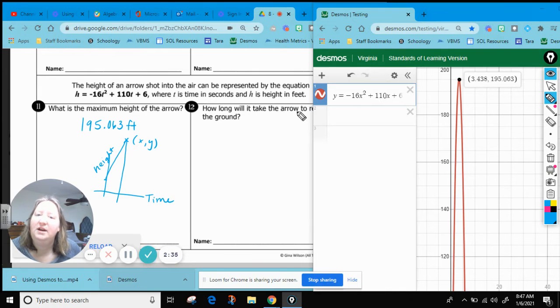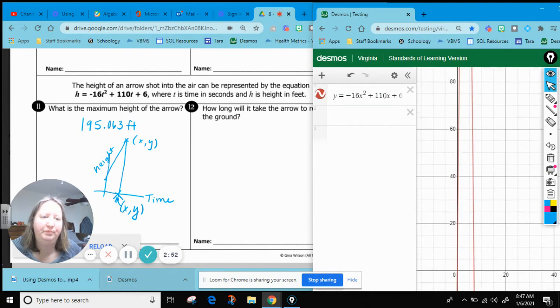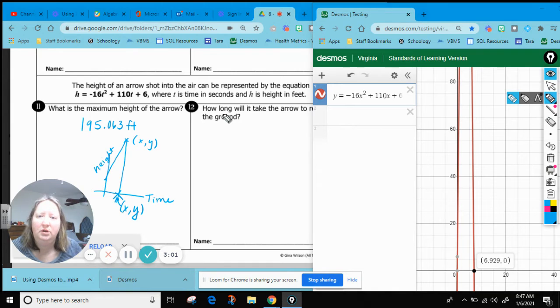How long will it take the arrow to return to the ground? Well, it returns to the ground when it's down here. And how long talks about time, right? So I'm looking at the x value of this point right there. That's where it's hitting the ground again, and that was 6.929 seconds. So 6.929, and again, maybe you want to round that. And seconds, because it told me the time was in seconds.